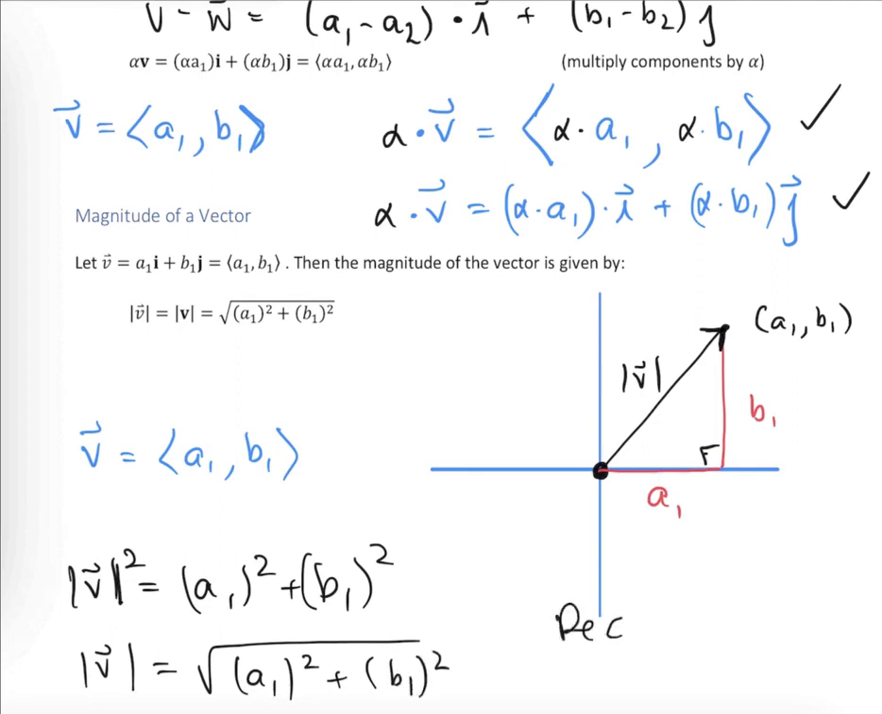Now let's recall that when we're talking about the magnitude of a vector, we do only want the positive values because we're talking about the length of that hypotenuse side. So when we take the square root of both sides there, we're only considering the positive output.